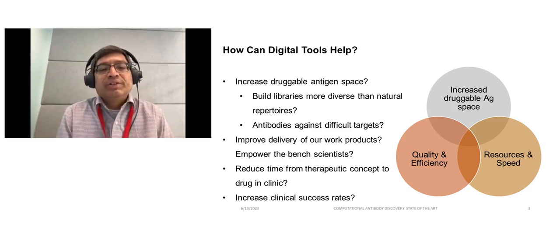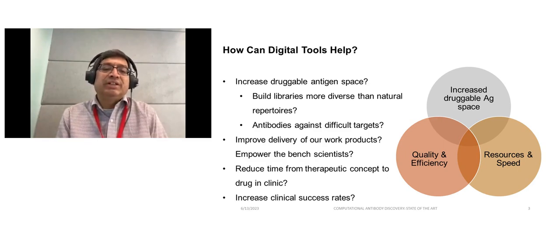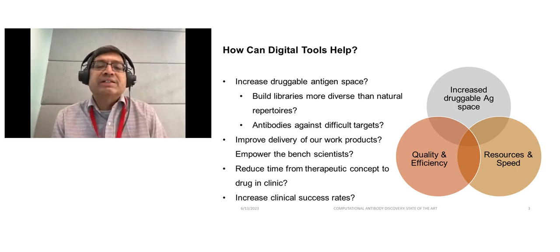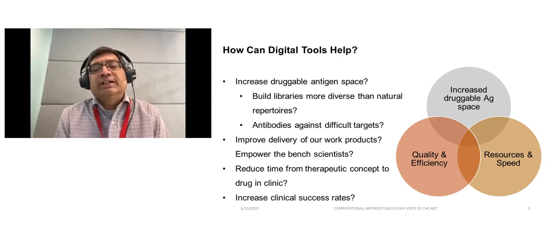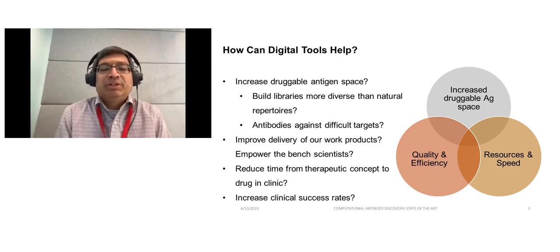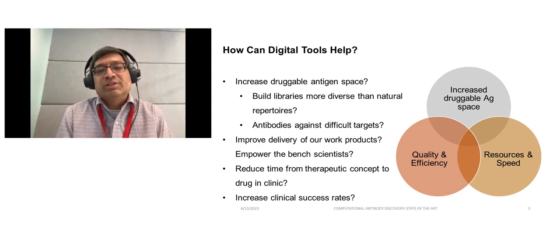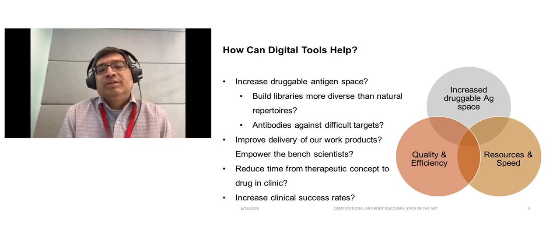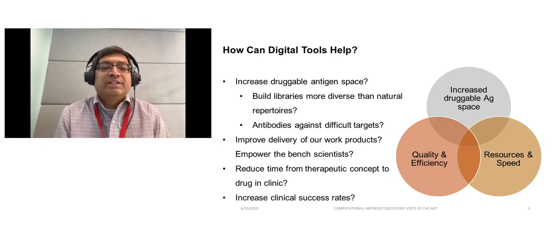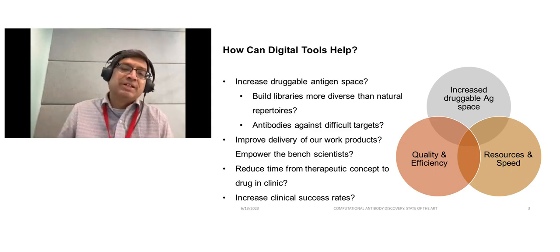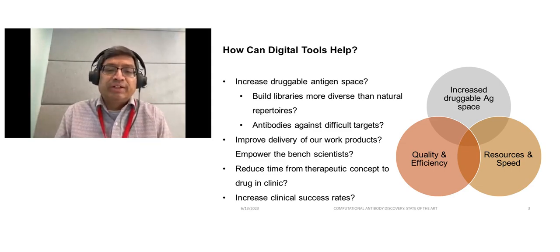Third, of course, can we improve the clinical success rates? Almost everybody knows that for biologics, it's probably 1 in 5 these days. For small molecules, it's more like 1 in 10. But that is for the antibodies that reach phase 1. If you look at antibodies for novel therapeutic concepts, then the rates are much lower.